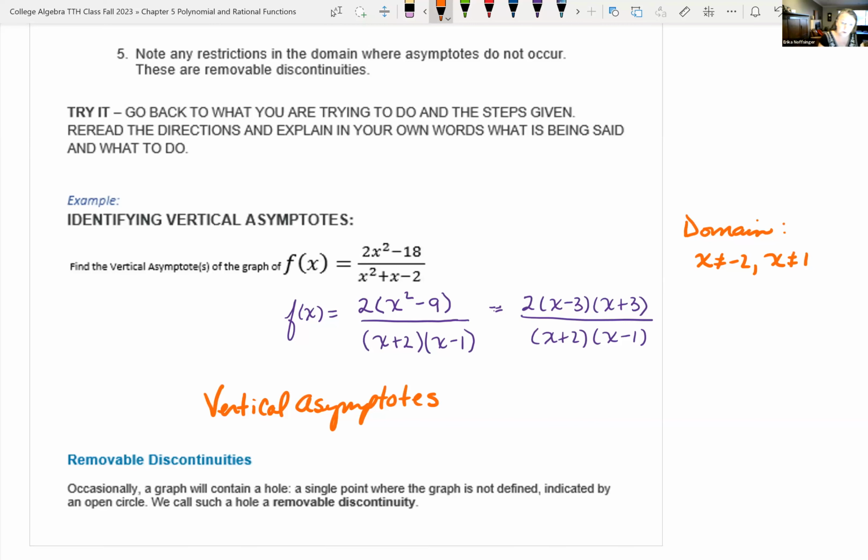We actually have two. We have one at x equals negative 2, and we have one at x equals 1. Those are the values which set our denominator equal to 0, but not also our numerator. When I'm asking you that question on an exam, don't just tell me negative 2 or 1, because these are actually equations. They're vertical lines. And so you want to put in there x equals negative 2 and x equals 1.